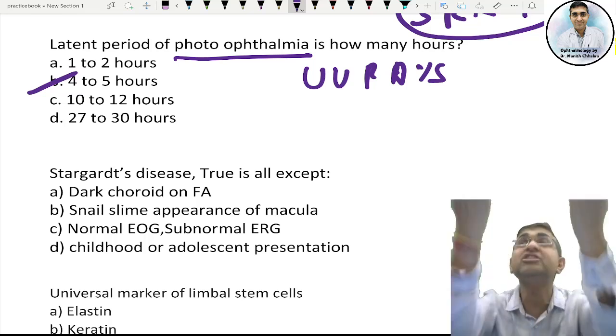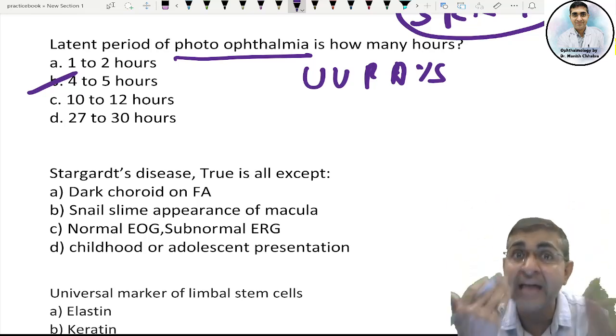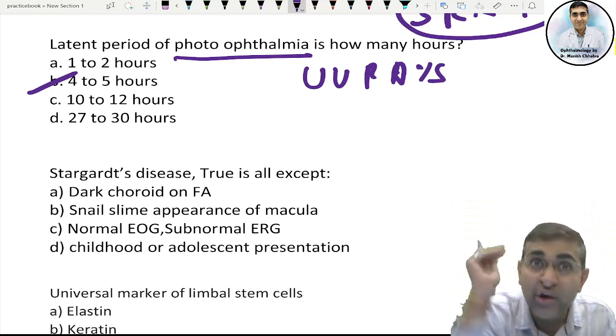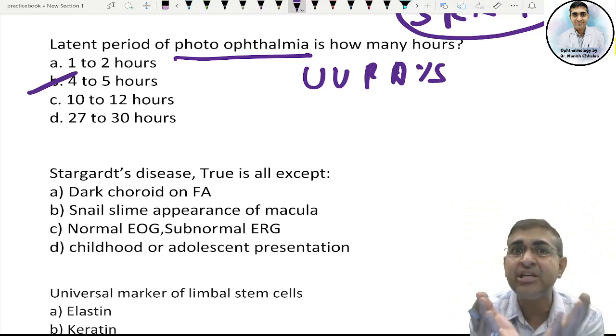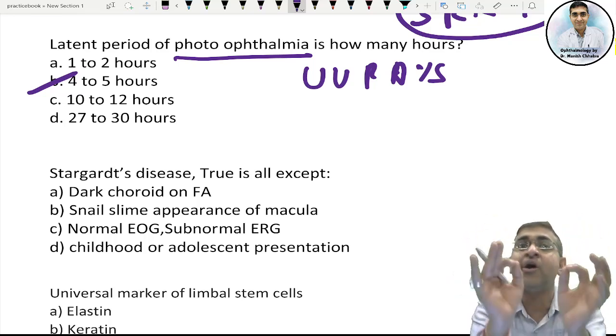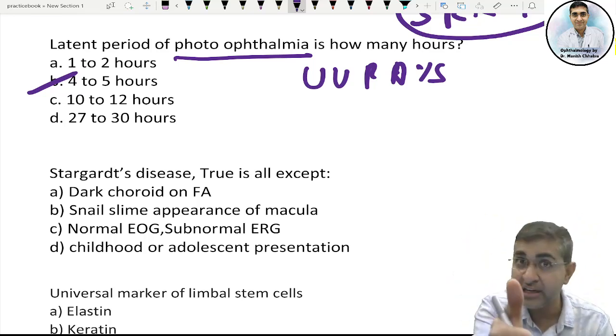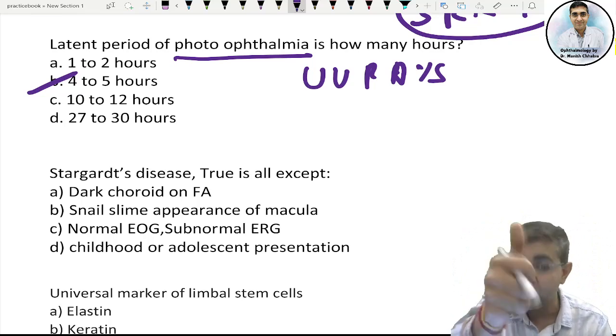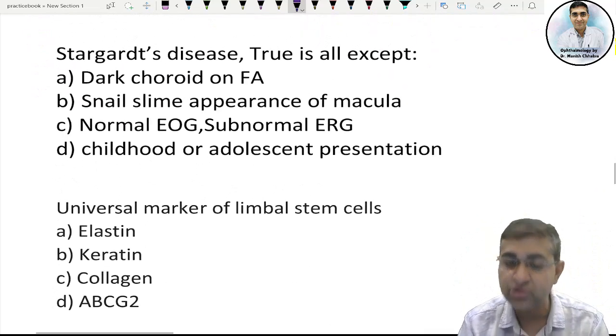If you see the solar eclipse with the naked eye, the infrared rays are going to hit the retinal pigment epithelium and damage it. It will lead to irreversible loss of vision. Yes, photoretinitis, boys and girls. This is photoophthalmia. Okay, Stargardt disease, true is all except.